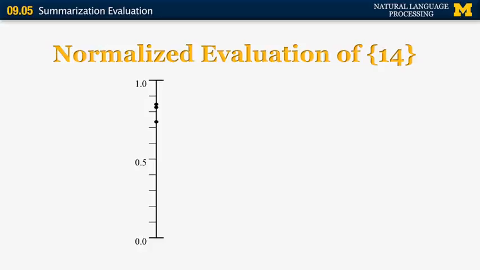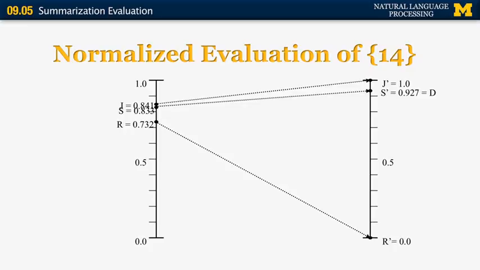And here's a nice way to visualize it. For the system that picks sentences 1 and 4, its performance is 0.833. That's the middle dot in the scale. The interjudge agreement is the upper dot. Random performance is the lower dot. So if we scale up this range from 0.732 to 0.841 to a scale from 0 to 1, the 3 dots are going to appear as follows. R is going to be 0, J is going to be equal to 1, and S is going to be the normalized relative utility of 0.927. So this system is actually pretty good. It's much more similar to the judges than to random performance.